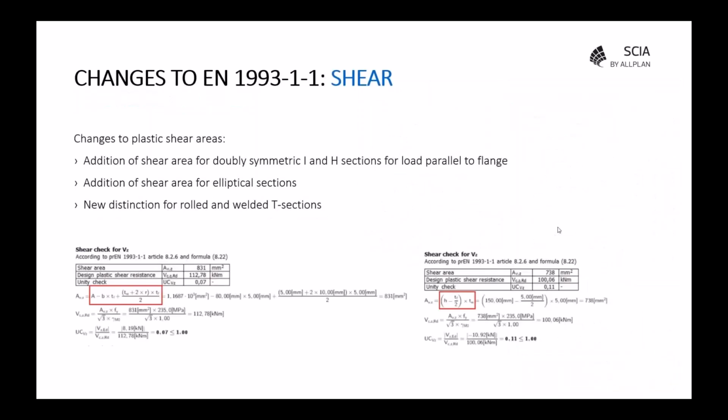And now we go on to the check part. So first check we have changes is the shear check. There have been some additional shear areas, one for doubly symmetric I and H sections, which have the load parallel to the flange as opposed to parallel to the web, which was already present. And also for elliptical sections, there is a rule added. And there is a distinction in the shear area also for rolled and welded T sections, so we'll have a slightly different result there.